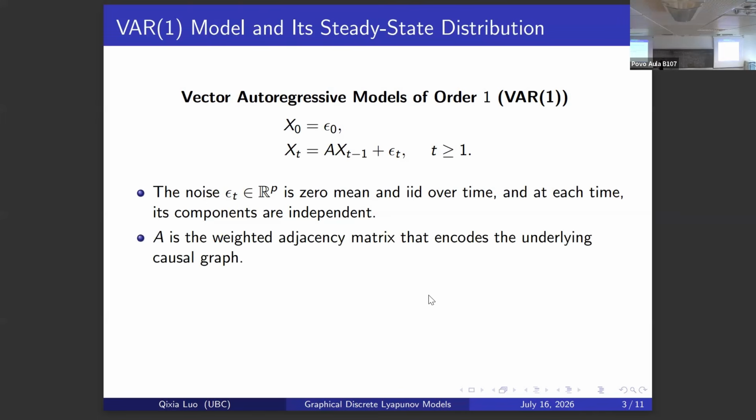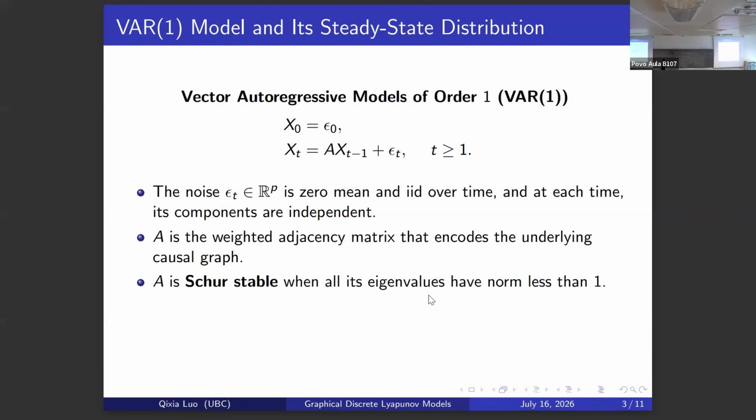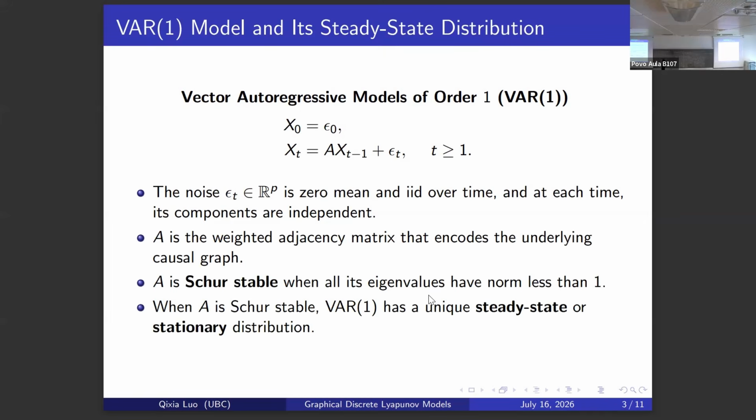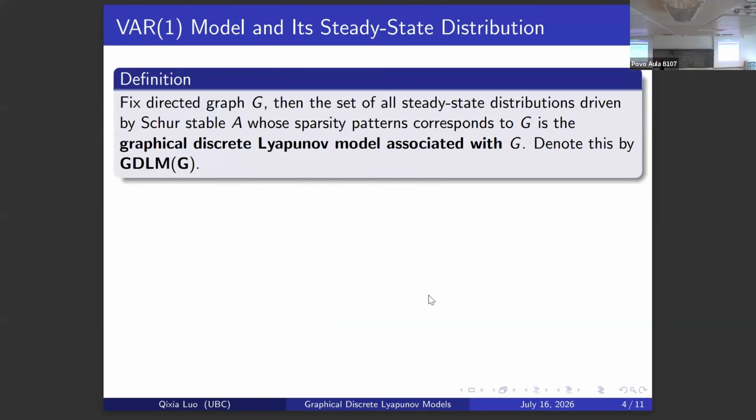Okay, so A here is going to be the weighted adjacency matrix. It's a well-known theorem that when A is Schur stable, which means that all of its eigenvalues have absolute value less than one, then the VAR(1) process has a steady state distribution, and we're going to use these steady states to model the steady states of gene regulatory networks. And in fact, we're going to give certain special subsets of these steady states that arise from VAR(1) processes associated with certain graphs a special name.